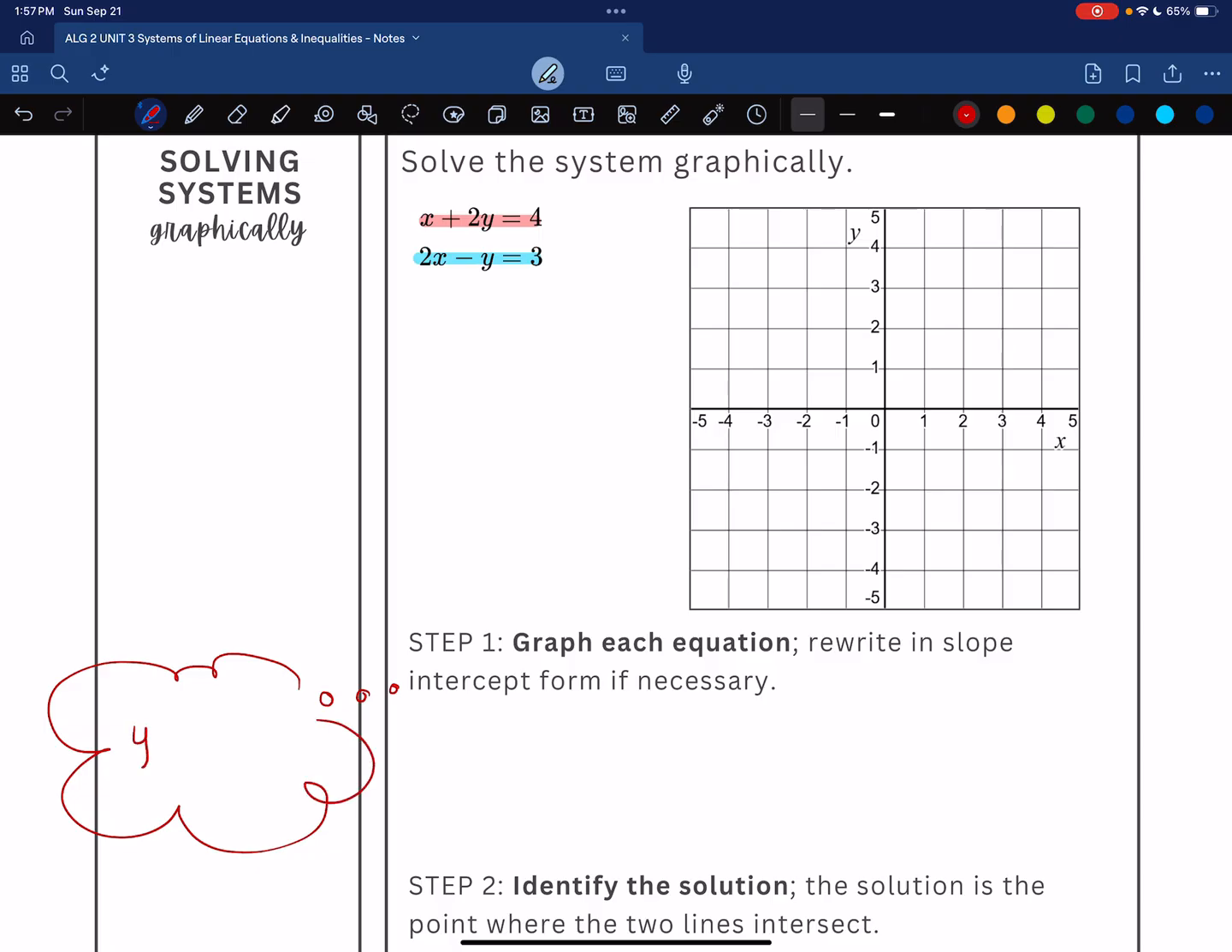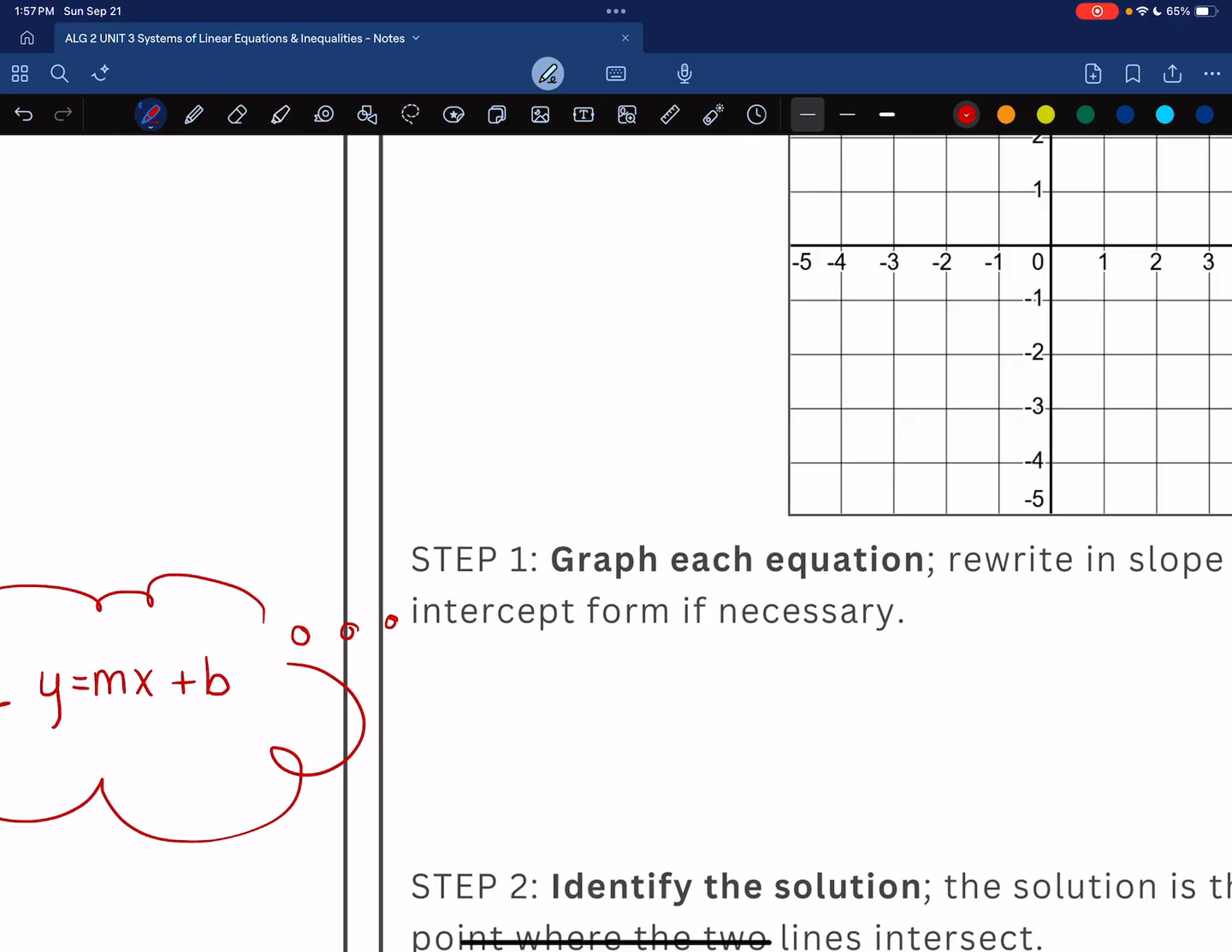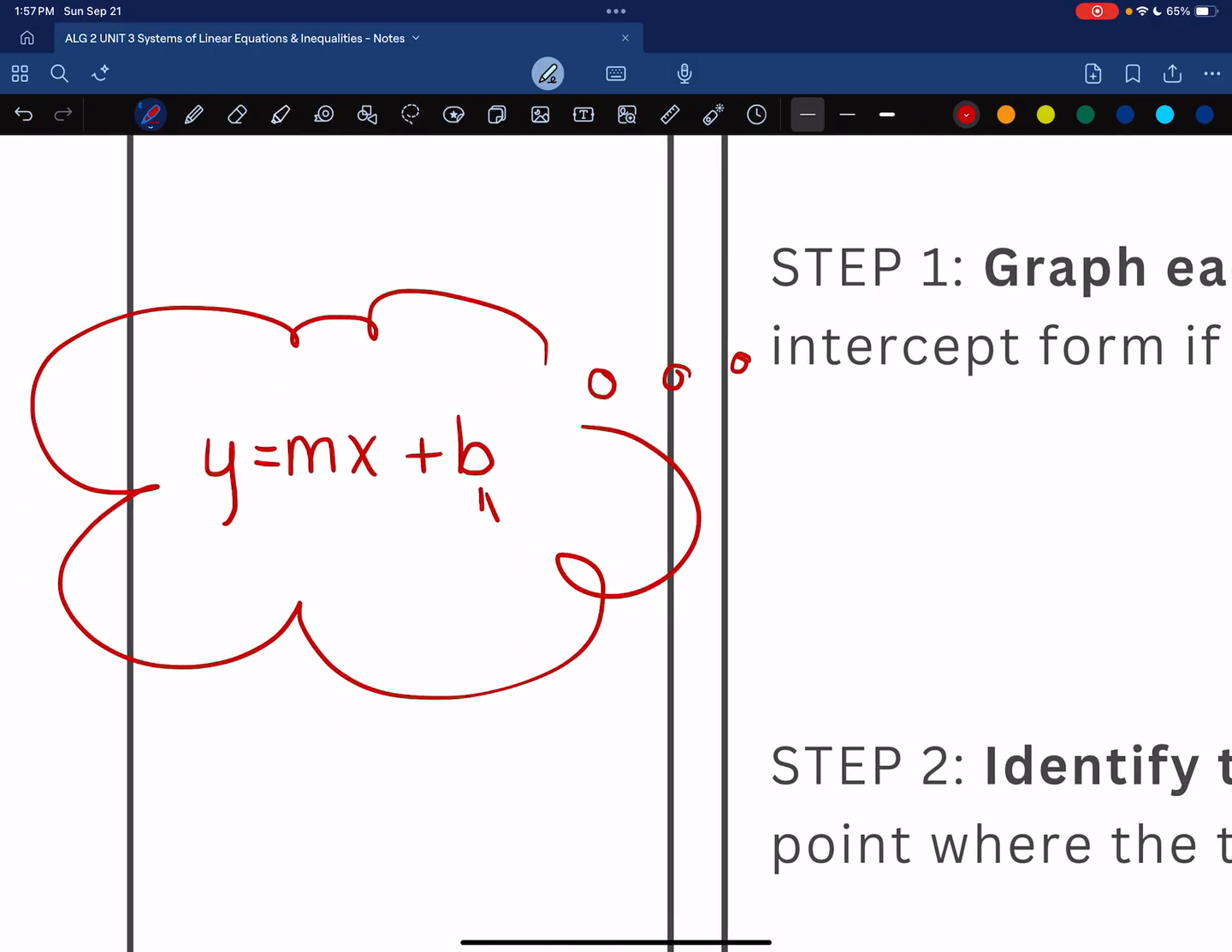Slope-intercept form is y equals mx plus b, where the b is your y-intercept. It's where you're going to begin graphing. I like the alliteration here, B for begin. And the m in our slope-intercept form is our slope. It's going to tell us how to move when we are plotting points on the graph.